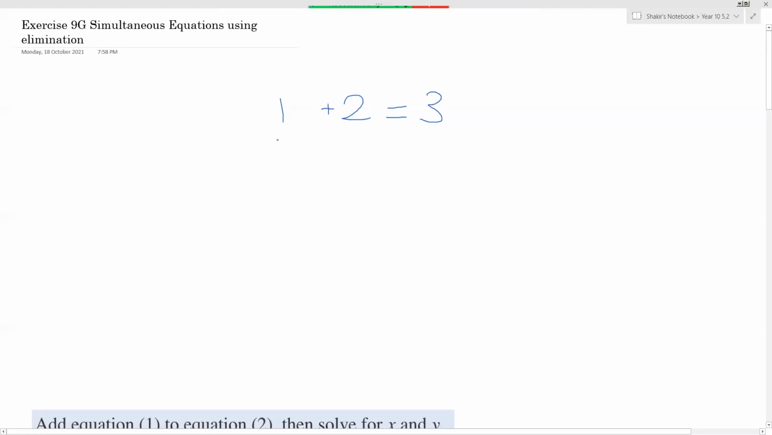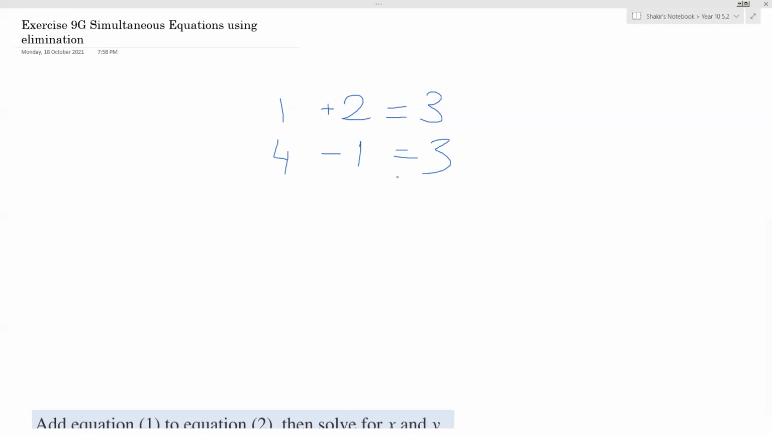Now, the broad concept for this particular method is as follows. Let's say you have 1 plus 2 equals 3. And you also have another equation, and I'm just going to make something up. Actually, let's make it 4 minus 1 equals 3. Now, we know that both of these equations are true.